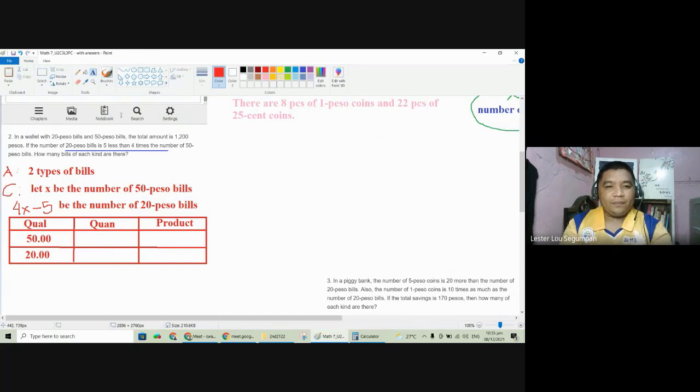The quantity of 50 peso bills is given in our first step as X. That's what we don't know. And that is supposedly the smaller in quantity. And for the 20 peso bills, you have 4x minus 5. For the product, simply multiply it. You will have 50.00 times x. Sorry, this is a point, not a comma. And for the next product, you will have 20.00 times 4x minus 5.